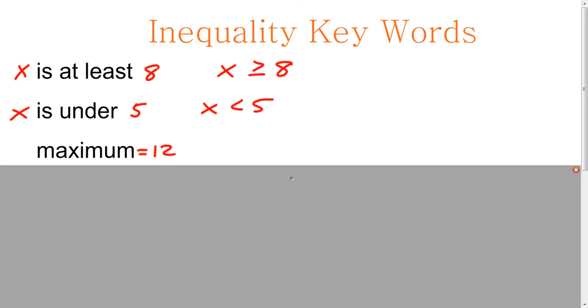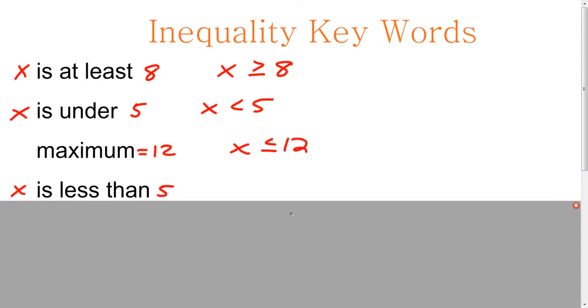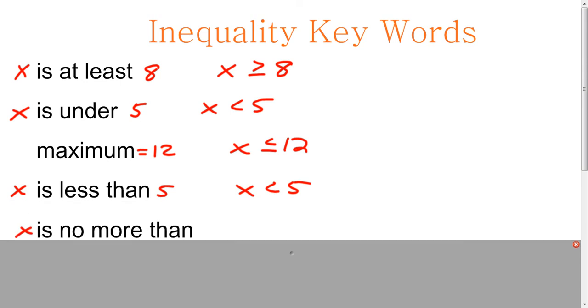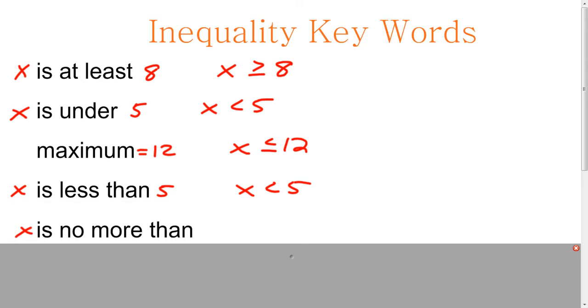Next one, the maximum is 12. So x could be equal to 12, but it can't be greater than 12. So x is going to be less than or equal to 12 because 12 is the maximum. It's the ceiling. Here, let me put something on here.